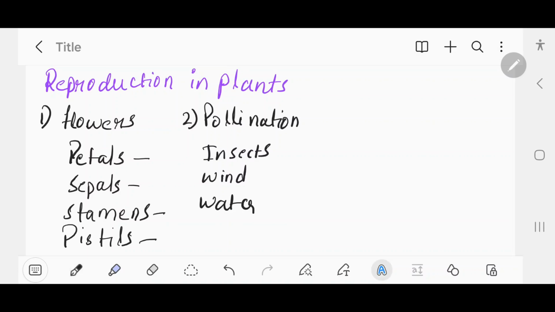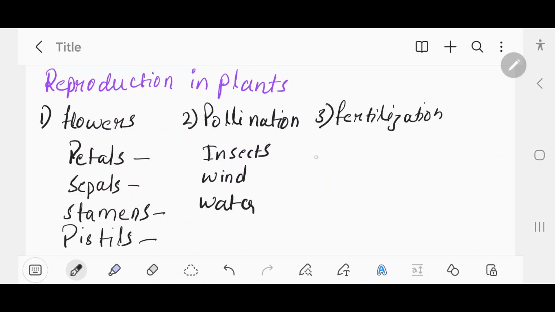Coming to the fertilization, once pollen reaches the pistil, it travels down to the ovule inside the ovary. This process is called fertilization, where the pollen meets the ovule to form a seed. After fertilization, the ovule develops into a seed and the ovary becomes a fruit. Okay, this is called fertilization.